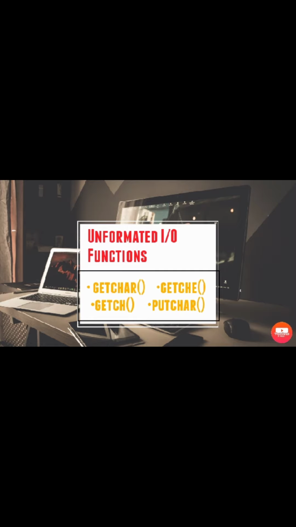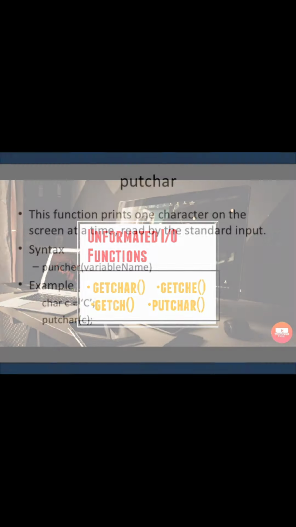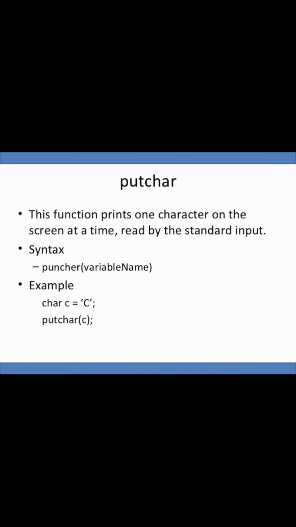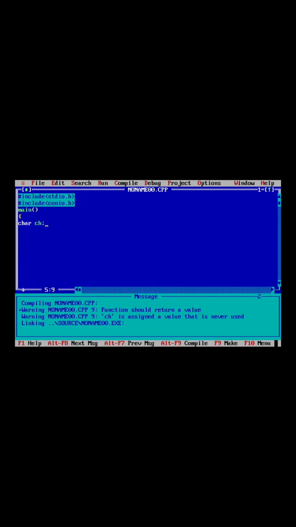putchar. The putchar function is used to display a single character at a time on the computer screen. The character to be printed is passed as an argument to the putchar function. The general syntax is putchar, open bracket, character variable, close bracket. Following are examples of putchar.